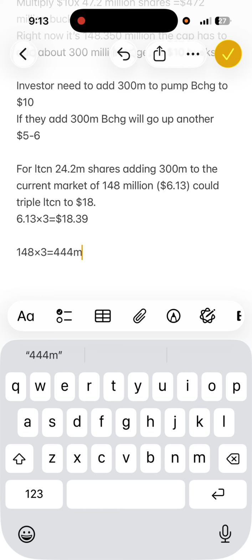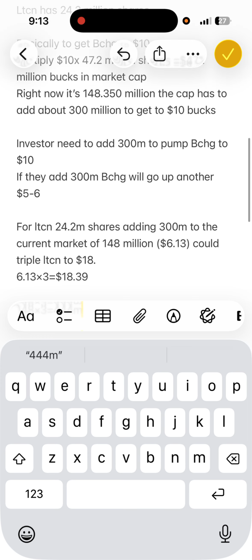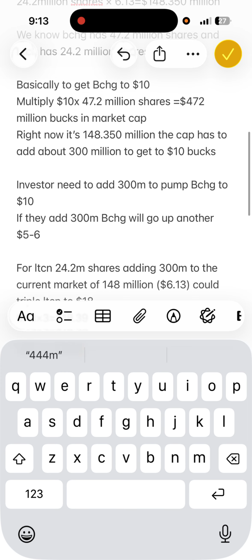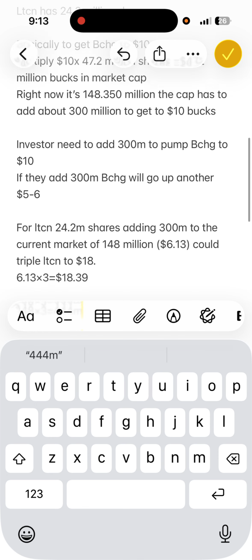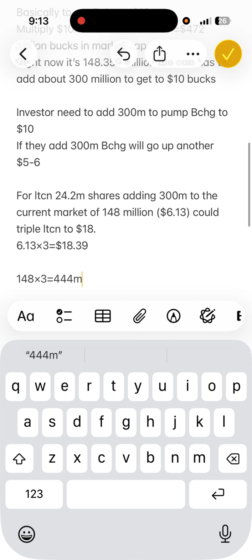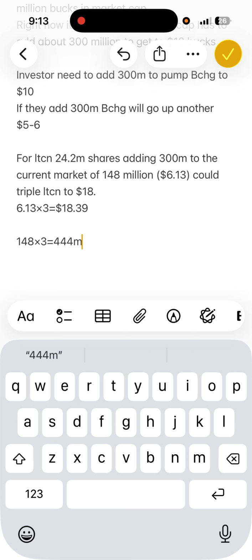So once again, rough estimate, if we can get BCHG investors to invest $500 million total into BCHG, then we should be over $10. If we can get investors to pump in about $500 million into LTCN, then it should be roughly around $20. So I'm just saying that it can go up pretty fast. It just depends on how many investors are willing to invest at the same time to pump up the stock.